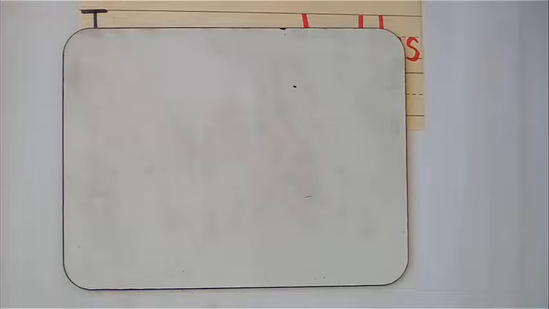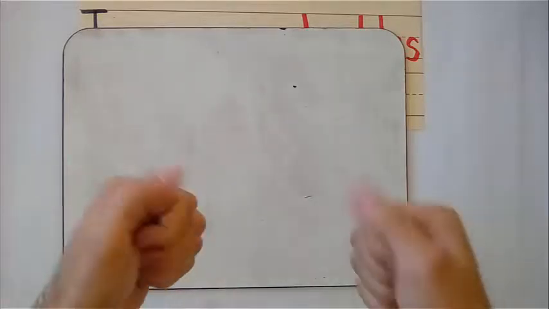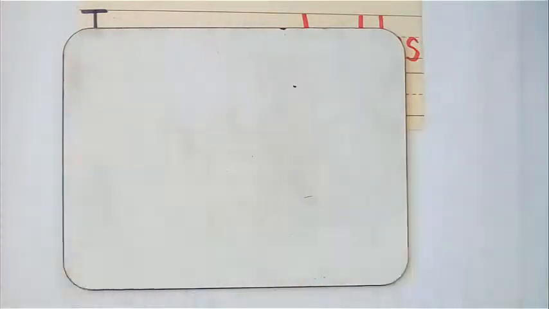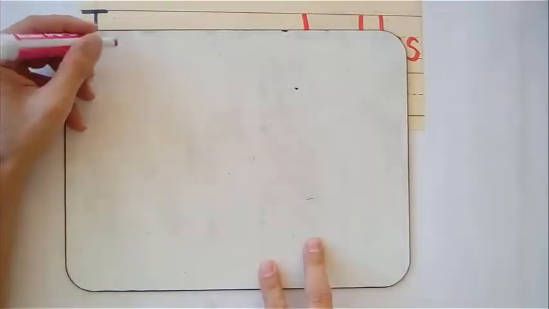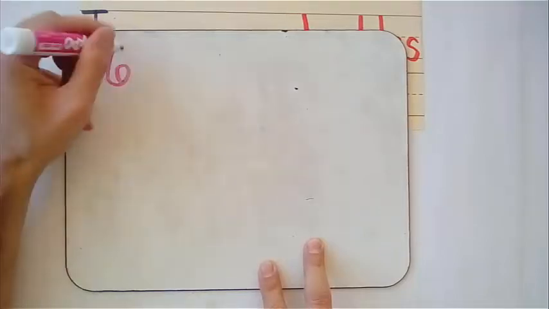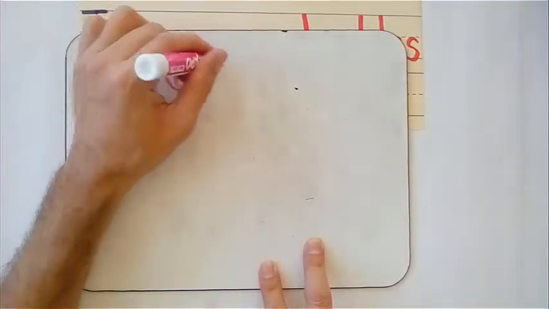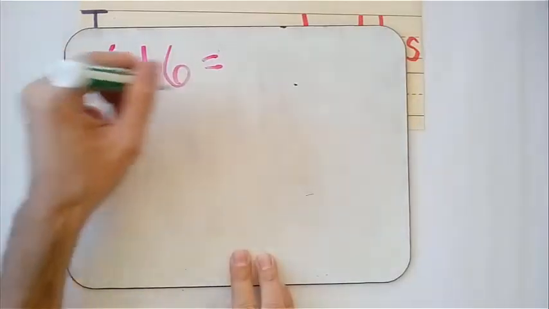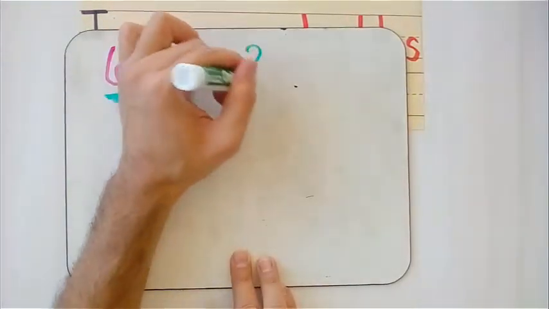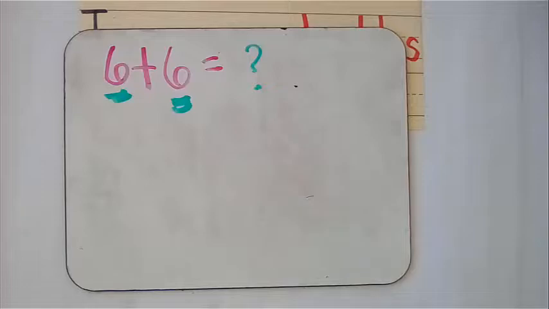Another way that we can remember add-ins, especially if we have add-ins that are bigger than 5 plus 5. So like, let's say I wanted to know what 6 plus 6 is. See, 6 plus 6 is a double, right? Because we have a 6 and then the same number right here. So we want to know what that is. Well, I don't have 6 fingers on each hand, so what I could do is I can use my blocks.